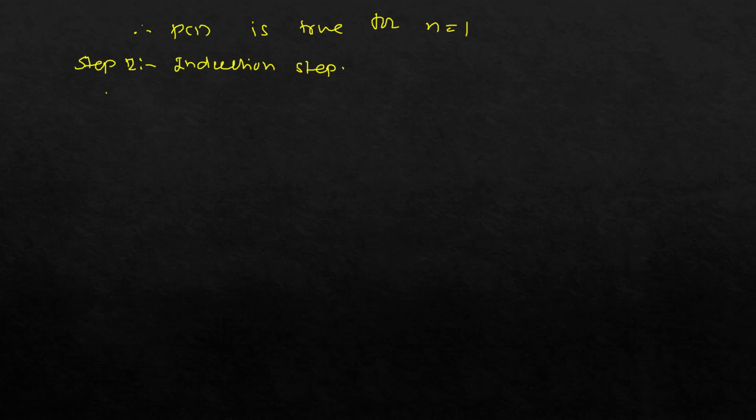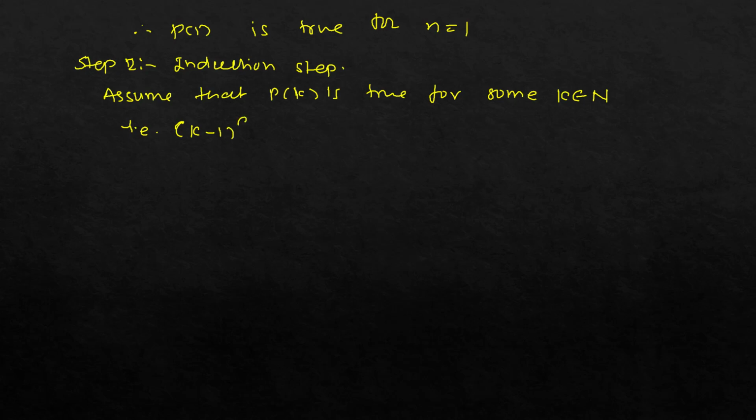What is the induction step? Assume that P of k is true for some k belongs to capital N. That is, now n is replaced by what? k. So (k minus 1) cube plus k cube plus (k plus 1) cube is equal to... here we have to solve these terms. That is the a minus b whole cube formula, and here the a plus b whole cube formula will be used.